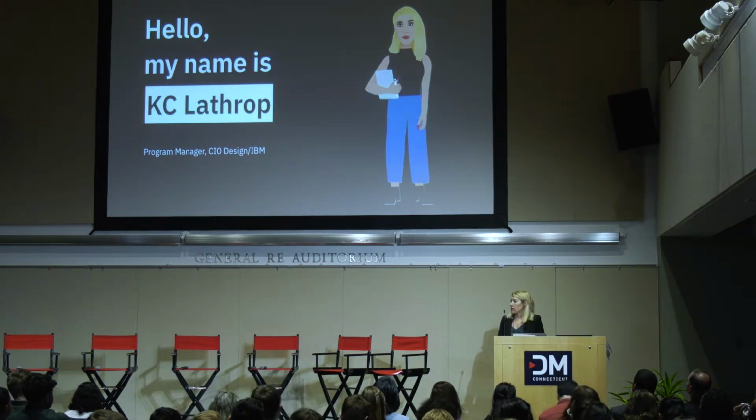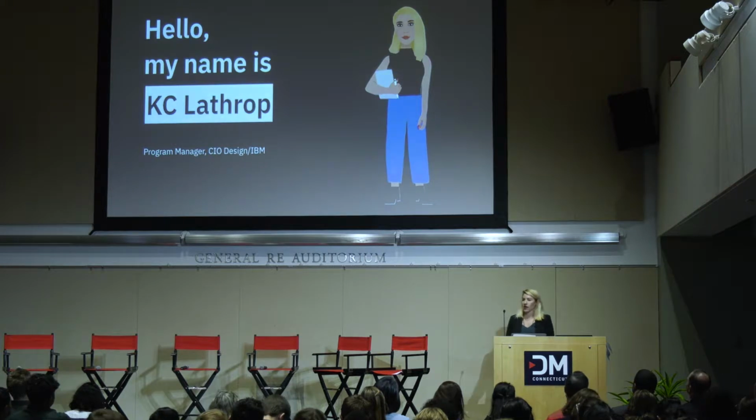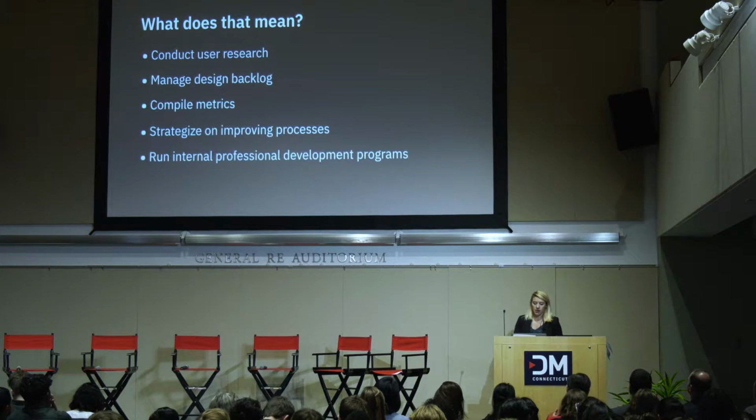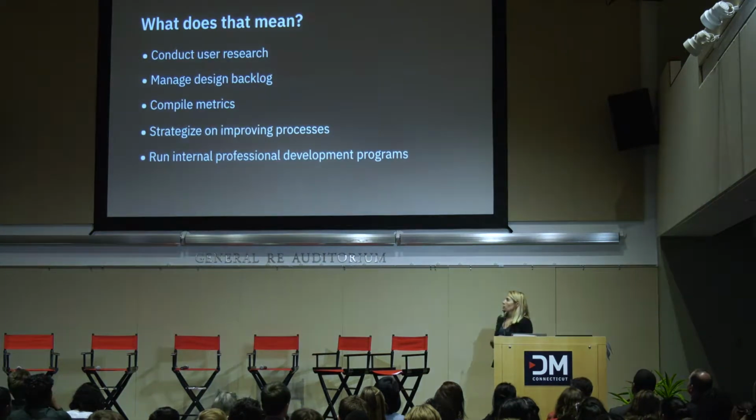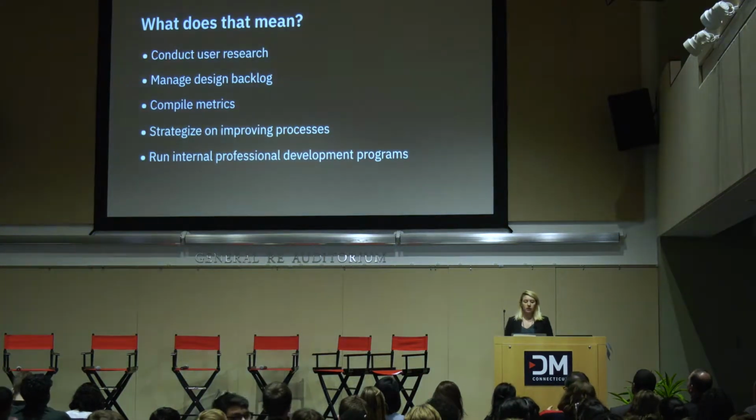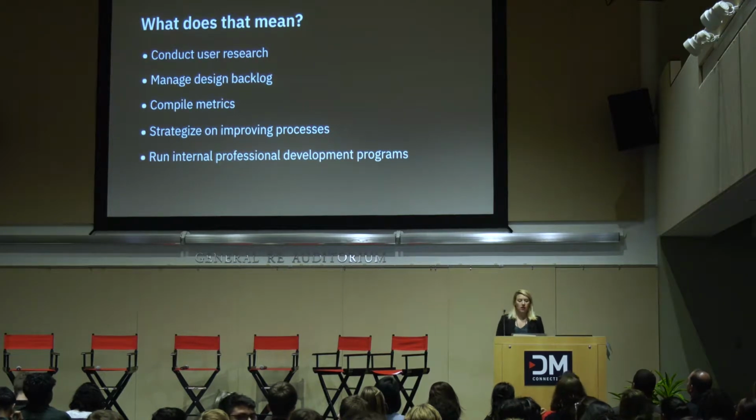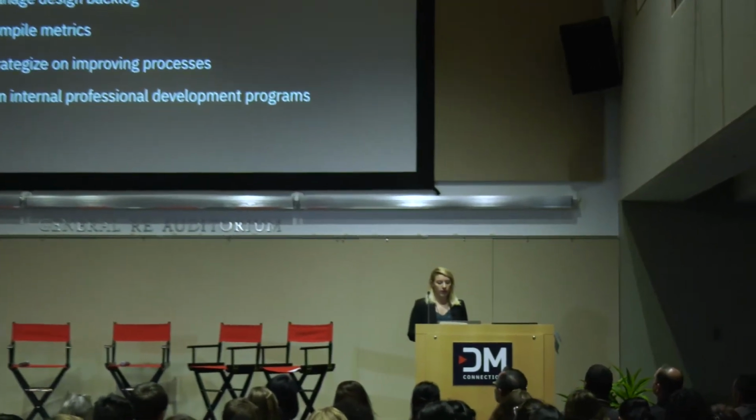So my name is Casey Lathrop, and as Matthew mentioned, I work in design operations and CIO design at IBM as a program manager. So what that means is a lot of things. I do everything from conducting user research to managing our design backlog to strategizing on new ways of working. And I like to think of myself as a workplace designer, because I am constantly using design to help improve the experience my team is having and making them more engaged and productive at work.